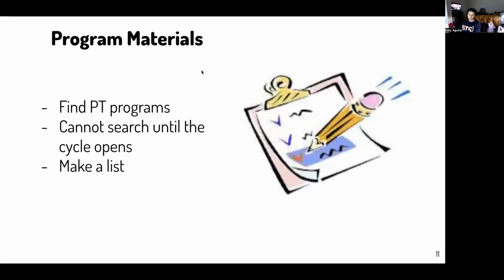All right, so program materials. This section is not important right now. So this is going to be inaccessible until the PT school programs open their applications, you can't really do anything here. This is where you're going to input the schools that you're interested in, and it's going to search and pop up, and then you're going to apply. So for this section, I would advise making a solid list of what schools you want to apply to. That's kind of it, because you can't really do anything with this until the cycle opens. So just make a list of the schools you're interested in.